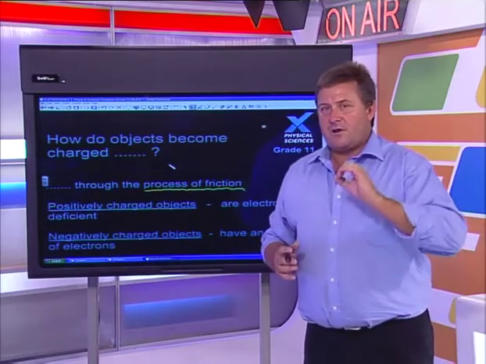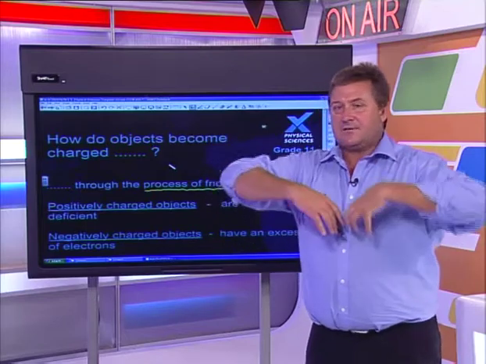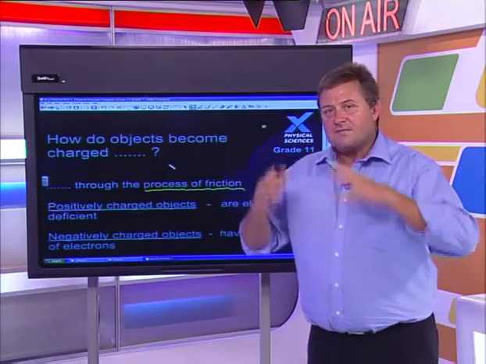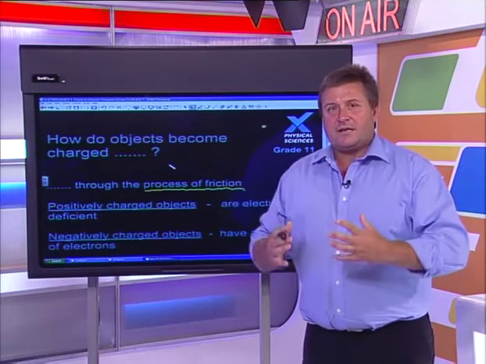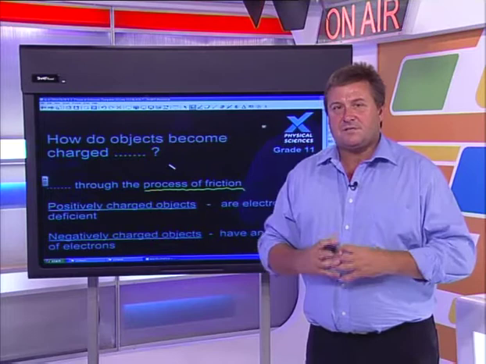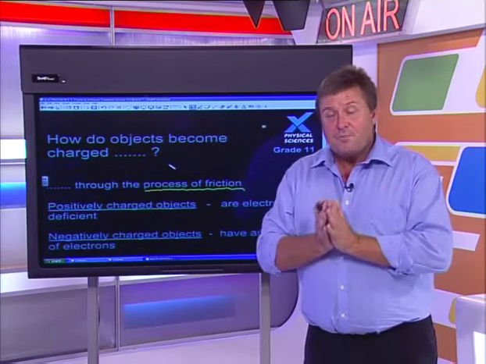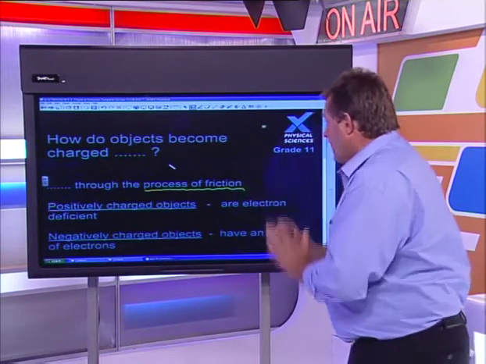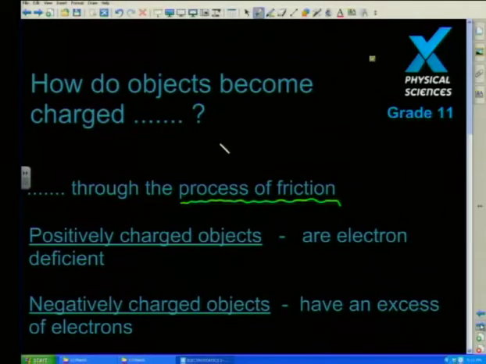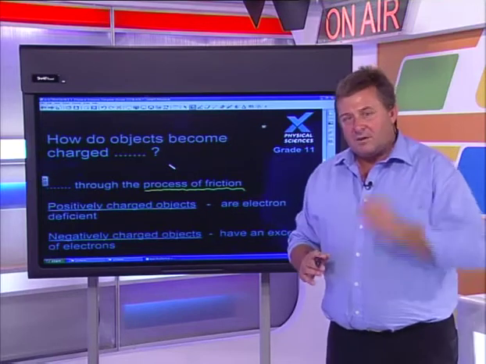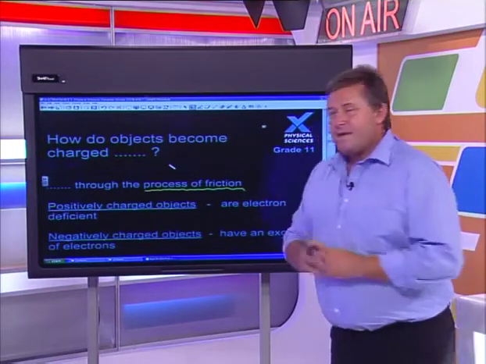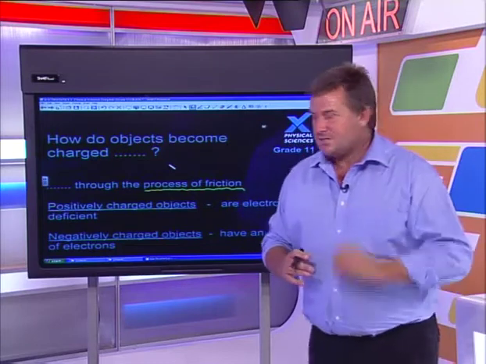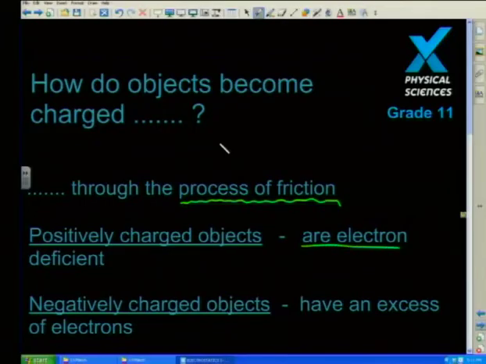Now, when I say the word create, I don't mean we just suddenly develop it. It doesn't come out of nowhere. There's a very important set of rules that indicate to us how these particular substances become charged. It's through the process of friction. We can either charge the object up positively, and when we talk about a positively charged object, we talk about the object being electron deficient. And I just want to highlight that, underline it.